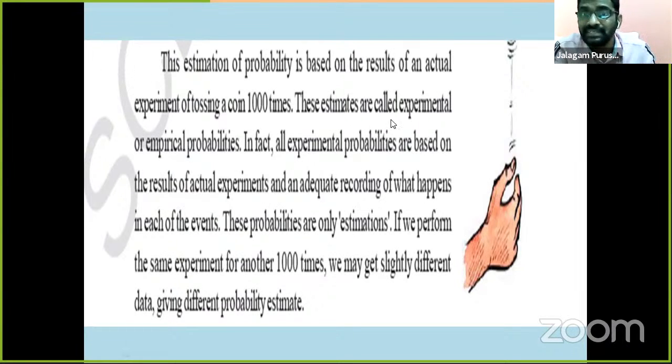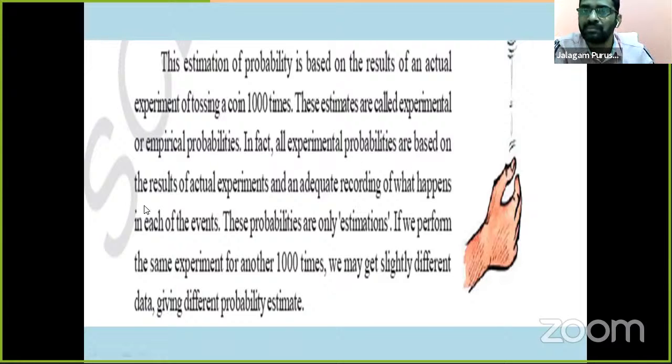This is the estimation. These estimations are called experimental or empirical probability. When we do the experiment, toss the coin, roll the die, or spin the spinner, we do that directly and practically. So this type of probability is called experimental probability. Write down, children: this type of probability is called experimental or empirical probability.